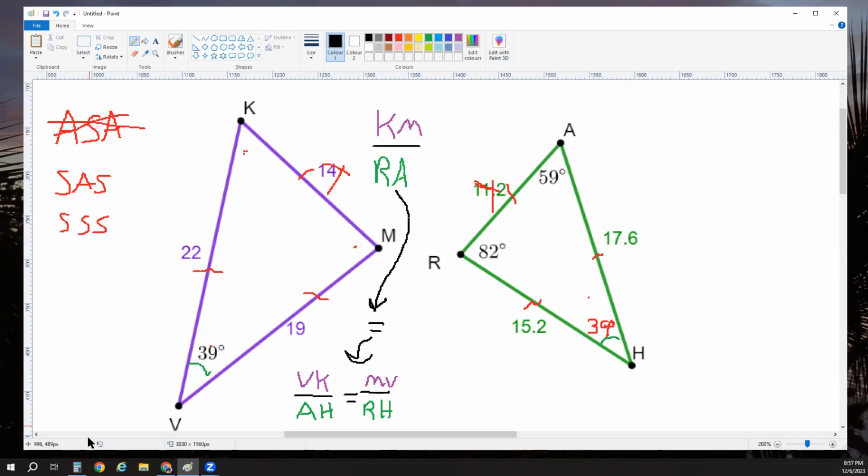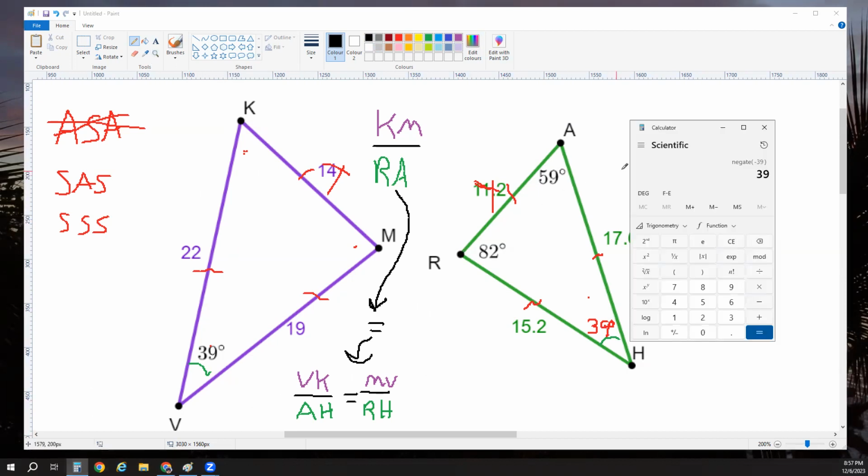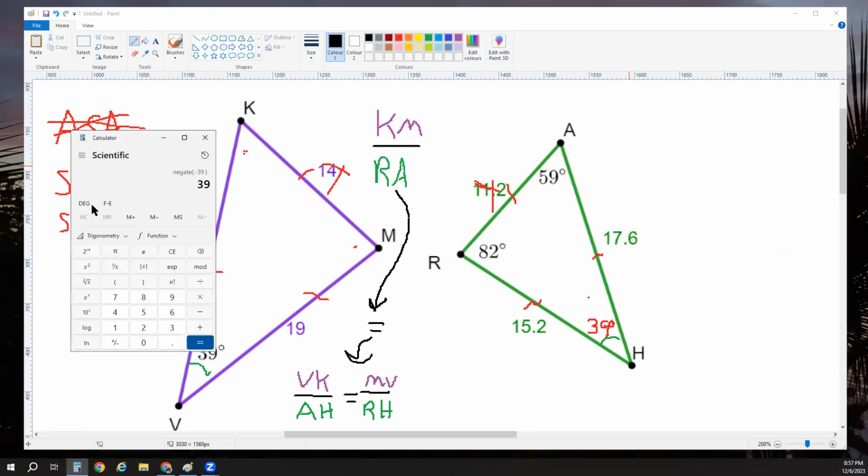Right, so we can do some math real quick. Wonder if this thing has a fraction to decimal thing on here.